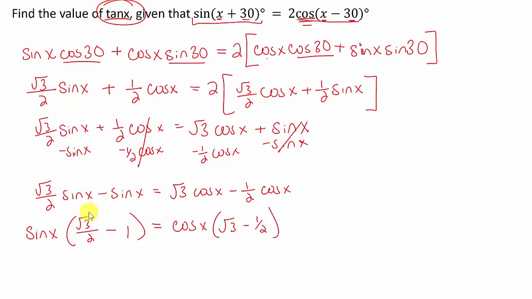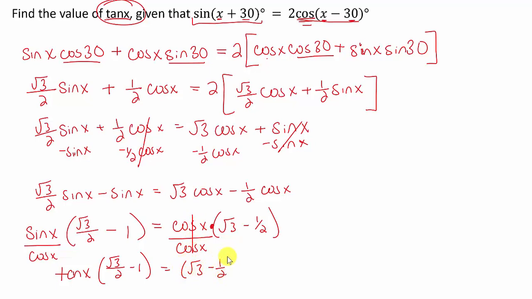So what we have to do is think about how would I make tangent of x out of sine x and cosine x? Well, if I divide by cosine x here, because this is just multiplication, this is cosine of x times this. Okay, if I divide by cosine of x, sine x over cosine x is tangent x. And so I actually get tangent of x times square root of 3 over 2 minus 1. And in this case, I don't have this anymore. That's 1 times, and so all I have left is the square root of 3 minus 1/2.